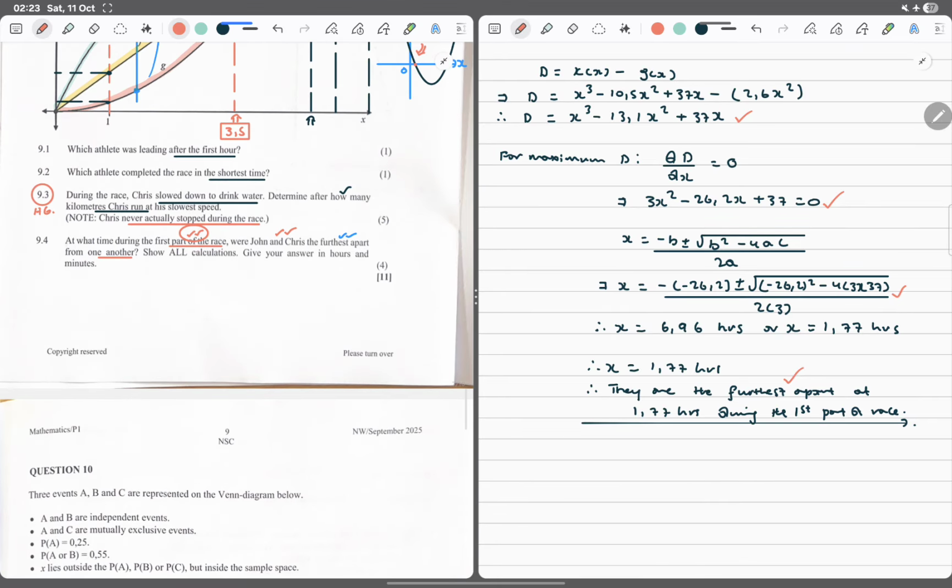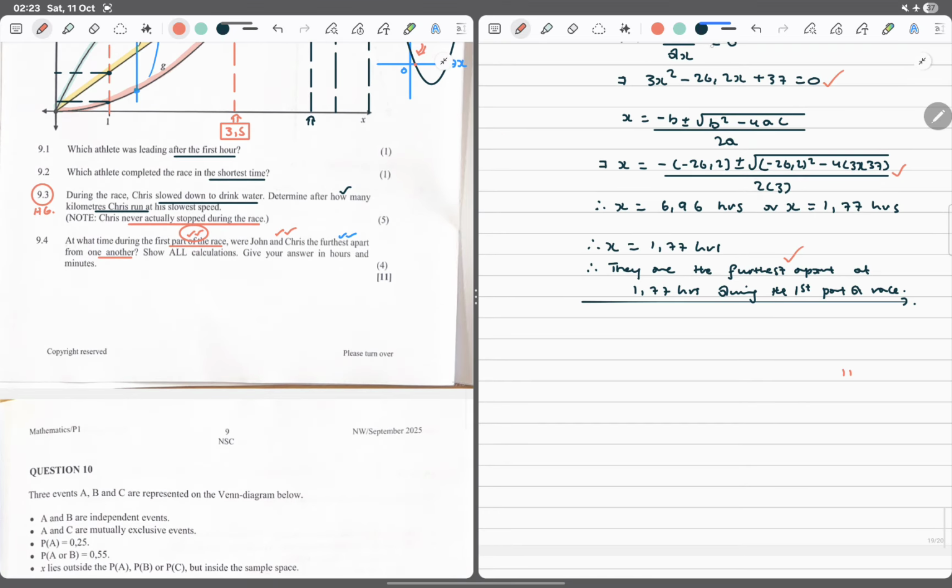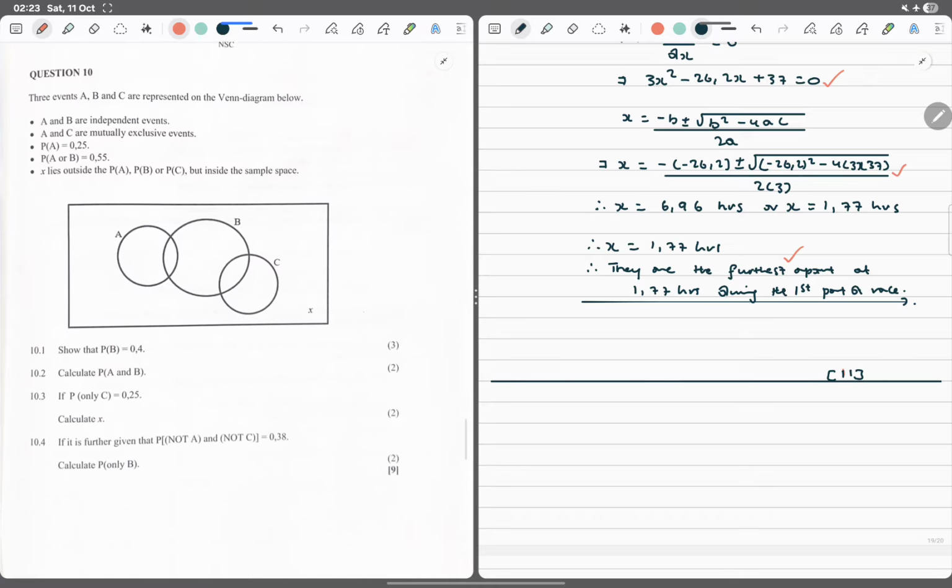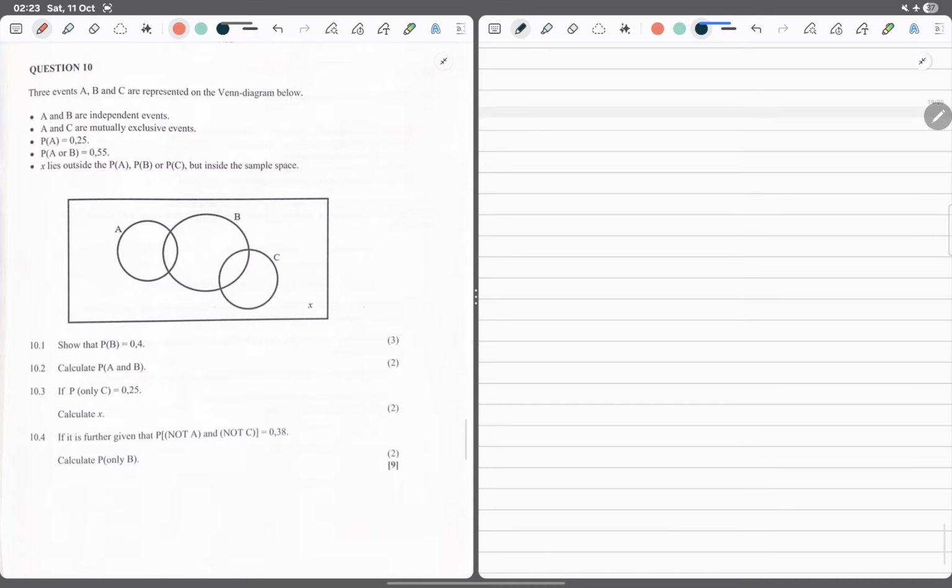Okay. Now, how many marks was this? 11 marks. Okay, perhaps the last 9 marks takes us a bit of time as well as thinking. Now let's get to question 10. Guys, this is the section you are never to approach tired and under pressure for time. Please never do it.